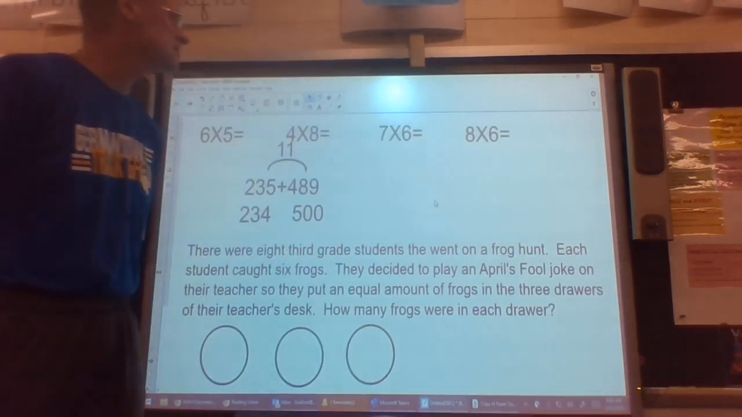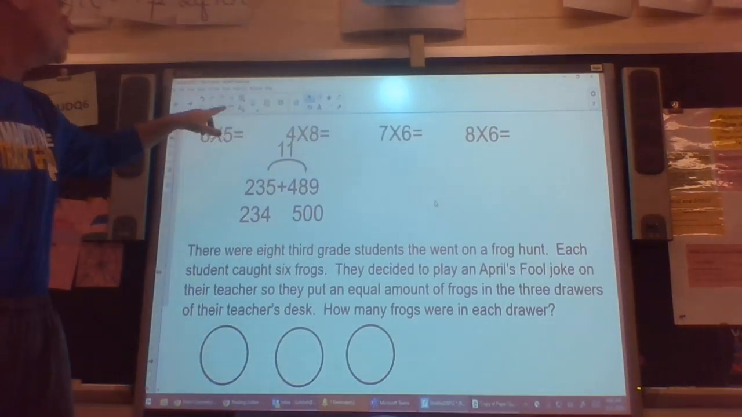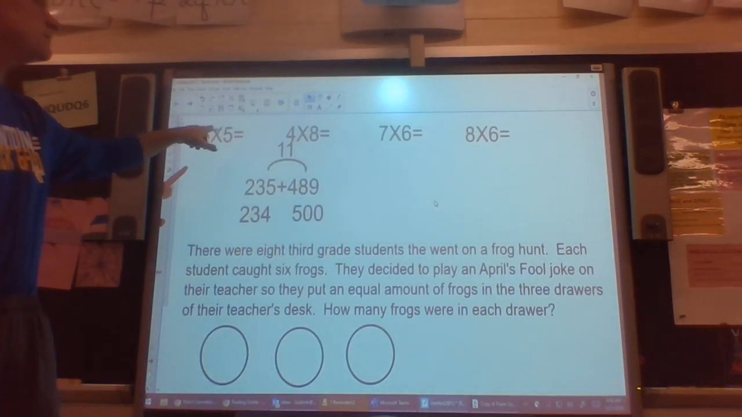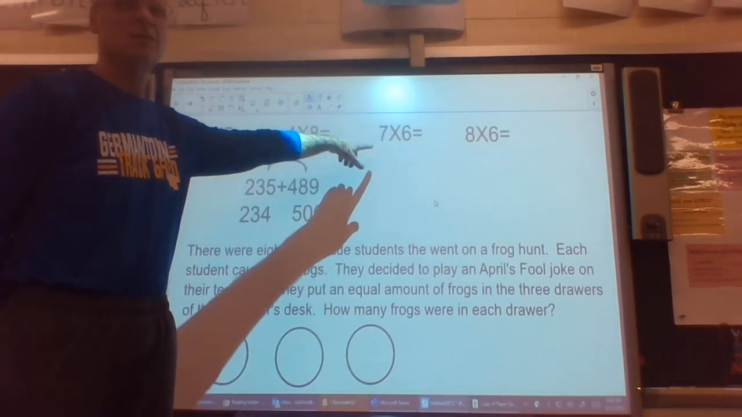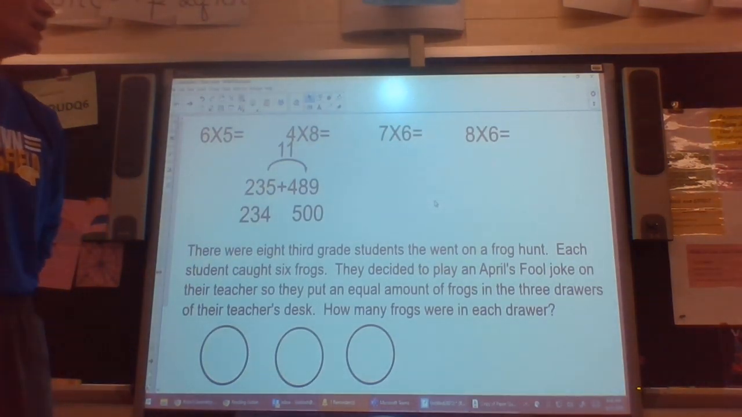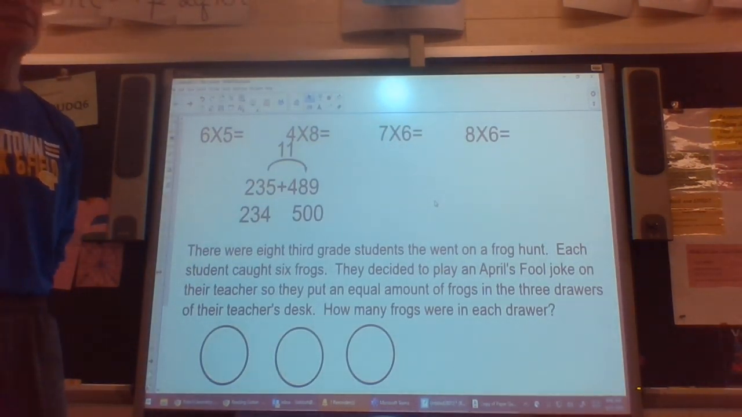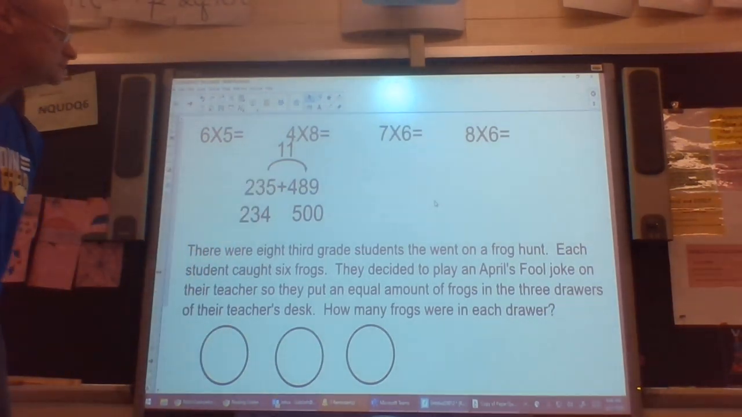7 times 6, the way I usually teach that, if I'm not sure about 7 times 6, but I know that 6 times 5 is 30, this is just going to be 2 more 6s. So that's going to give me 42. And 8 times 6, I like to do 8 times 5 is 40, and tack on 1 more 8 to get 48.